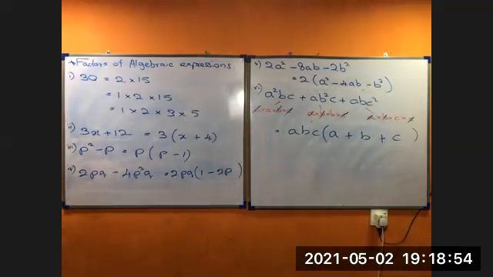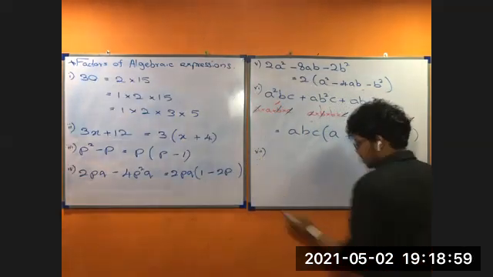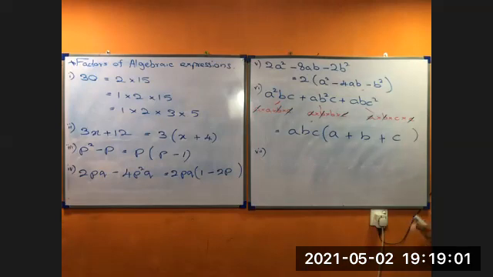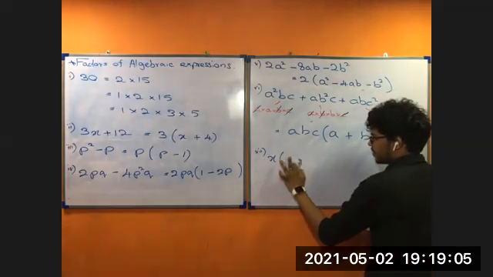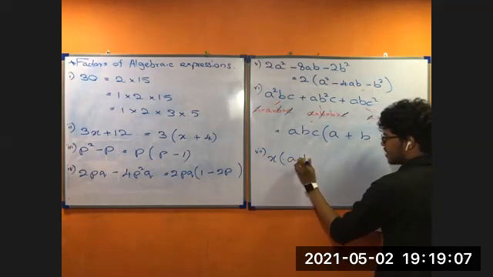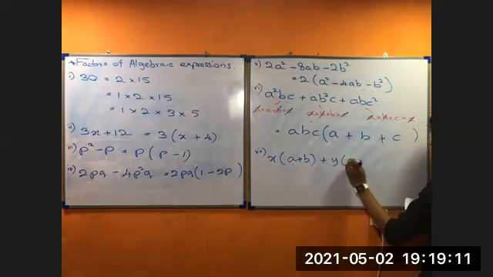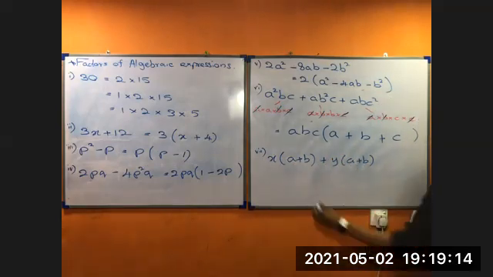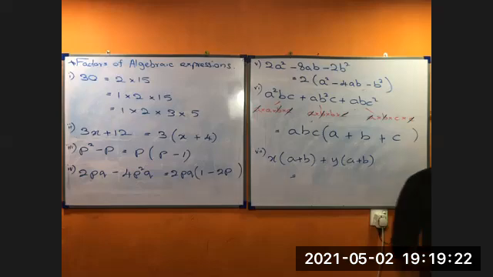Okay. Next, number 7. Let's do x times A plus B plus y times A plus B. Easy one, but very important. This concept is very important for the theory that you're going to learn.